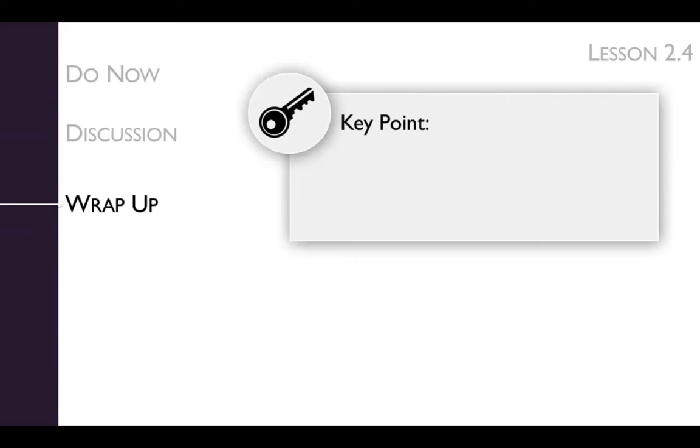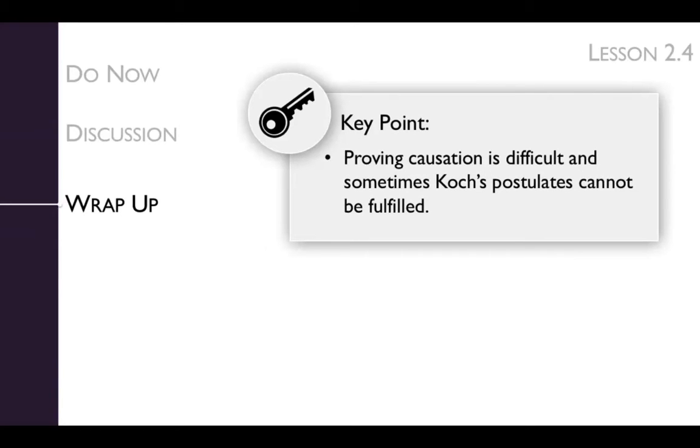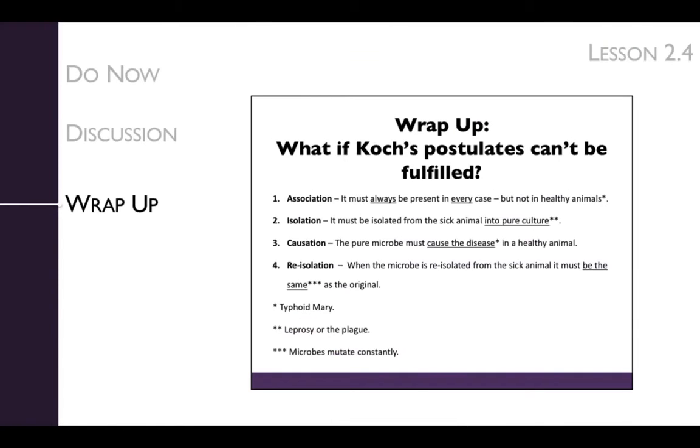The key point of the lesson's wrap-up is that proving causation is difficult, and sometimes Koch's postulates cannot be fulfilled. We get there by discussing the exceptions and challenges to fulfilling all of Koch's postulates.